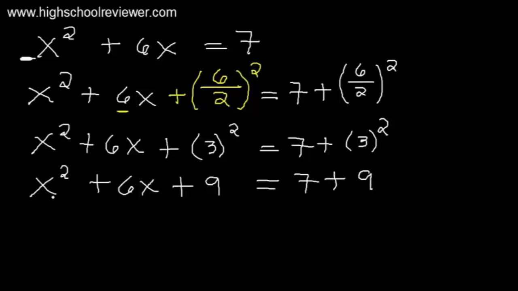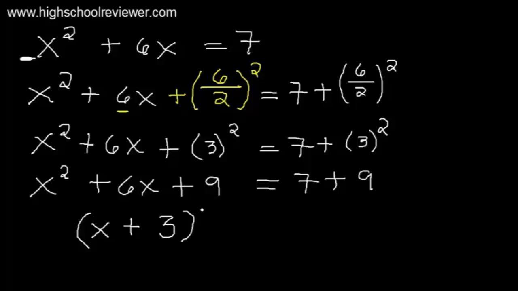So x squared plus 6x plus 9 is already a perfect square. To factor this as a perfect square, the factor of x squared is x, and since this is positive, we will have the positive sign also, and the factor of positive 9 is positive 3.